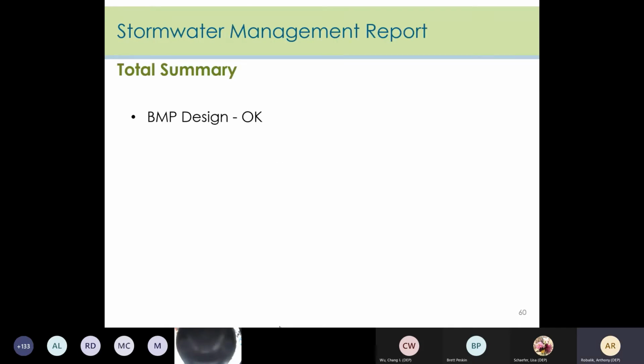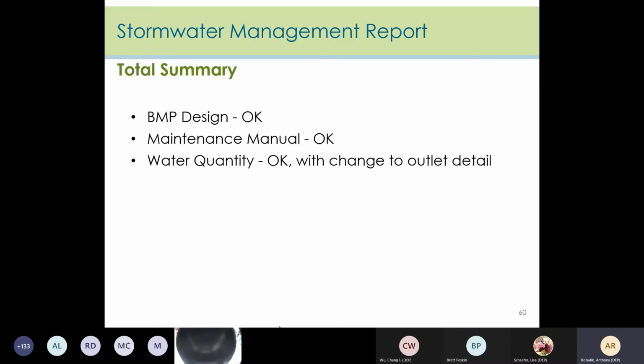So in summary, the BMP design is good with that soil replacement. Maintenance manual was good. Water quantity control was good as long as they make that change to the outlet control structure.